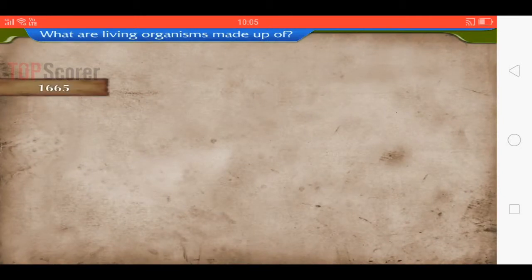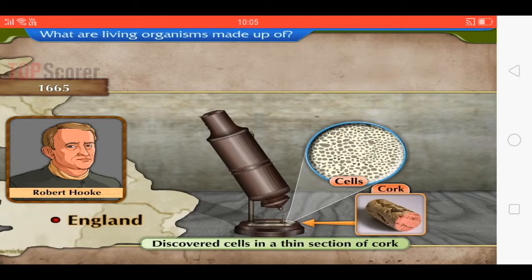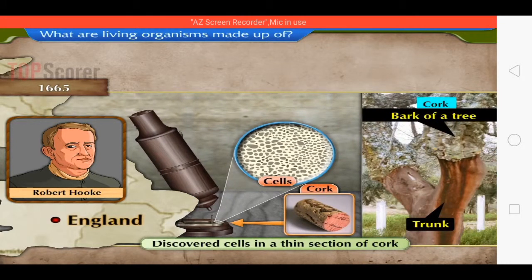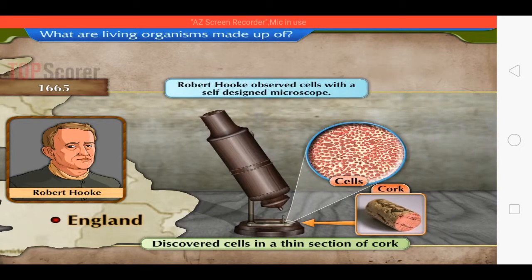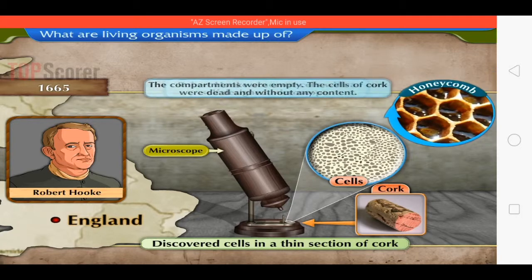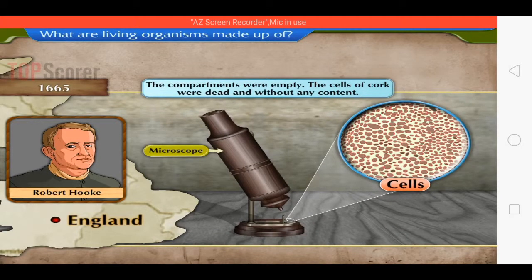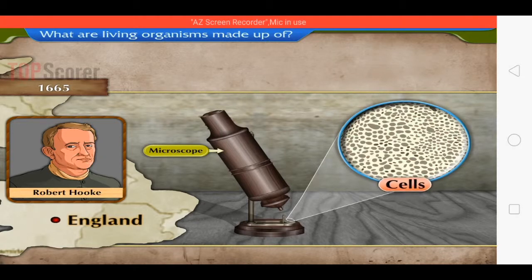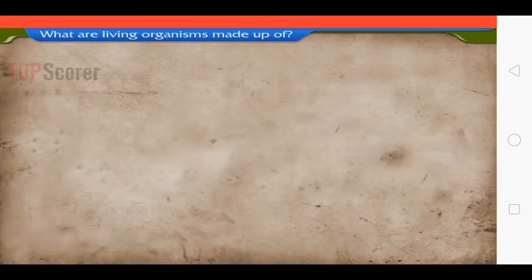In the year 1665, Robert Hooke discovered the cells in a thin section of cork, that is, bark of a tree, which is an outer protective layer of the trunk. He observed these cells with a self-designed microscope. The structures resembled the compartments of a honeycomb. The compartments were empty. The cells of cork were dead and without any content. He labeled the compartments as cells. The cell in Latin means small room.